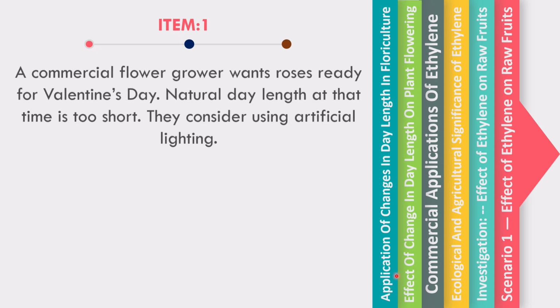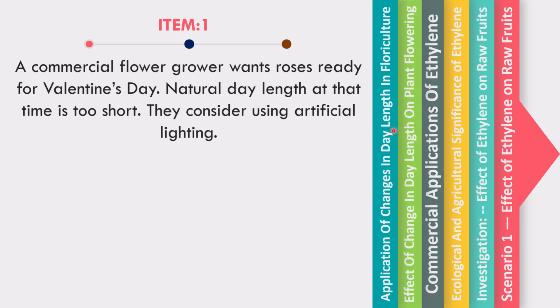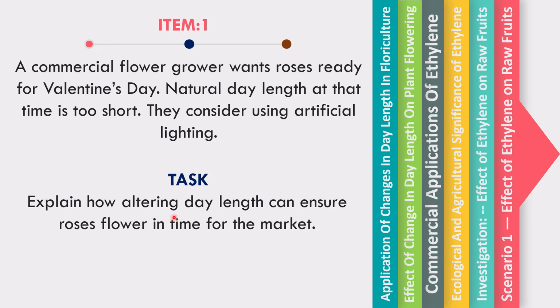Now let us look at the application of changes in day length in floriculture. Item 1. A commercial flower grower wants roses ready for Valentine's Day. Natural day length at that time is short. They consider using artificial lighting. Task: explain how altering day length can ensure roses flower in time for market.